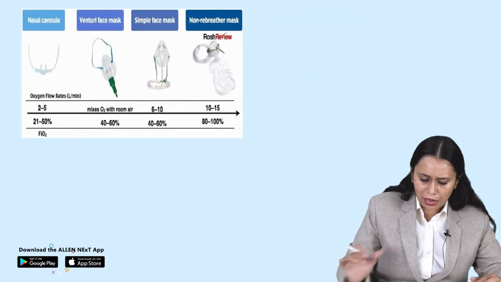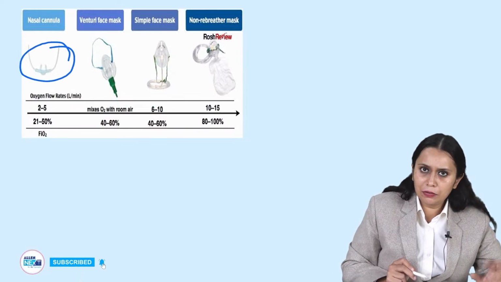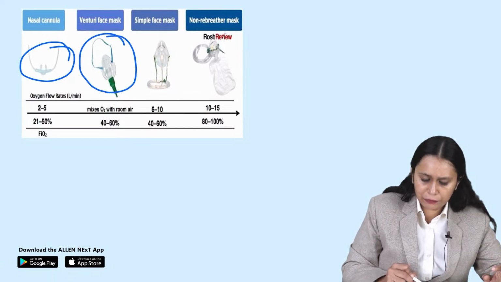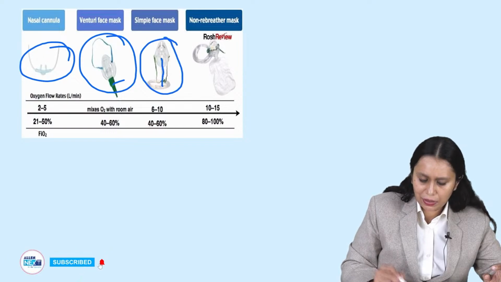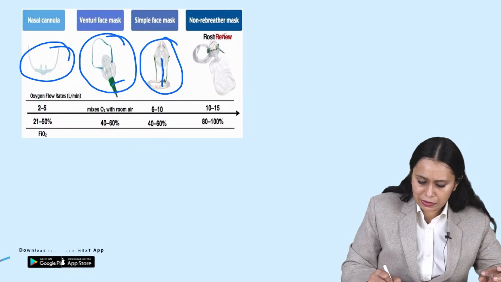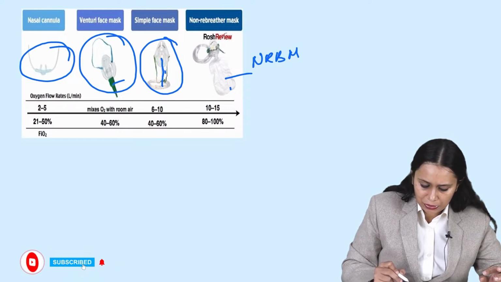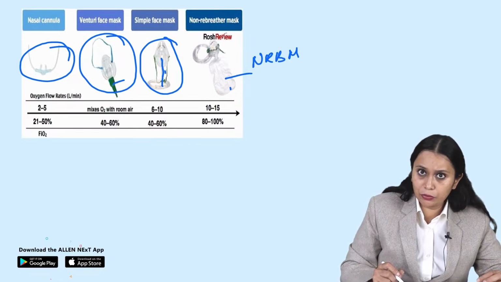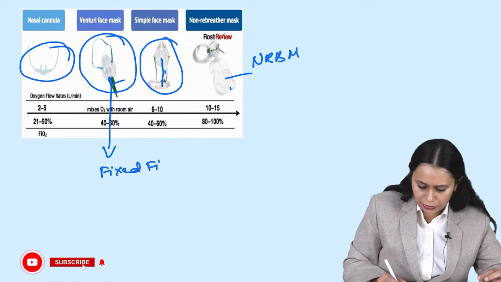Okay. Here I have shown a few devices. Nasal cannula, low flow device. The conventional nasal cannula, low flow device, variable FiO2. Venturi mask, a high flow device. See, this is the Venturi barrel. This is a simple face mask. Tubing opens in the body of the mask. And this is a face mask with a reservoir bag, that is NRBM, non-rebreathing mask. So non-rebreathing mask, simple face mask and nasal cannula come under variable FiO2 delivering devices. And Venturi mask is a fixed FiO2 delivering device, right?